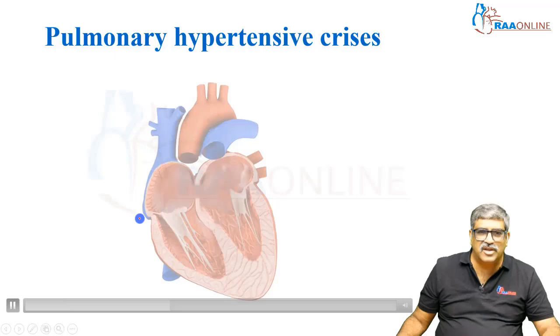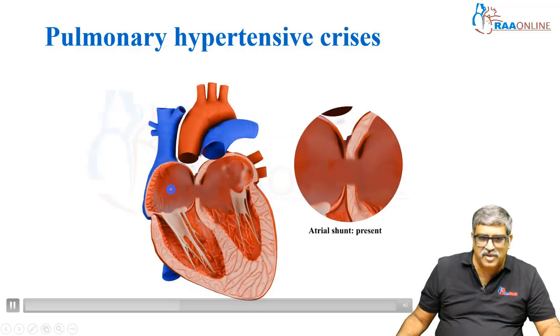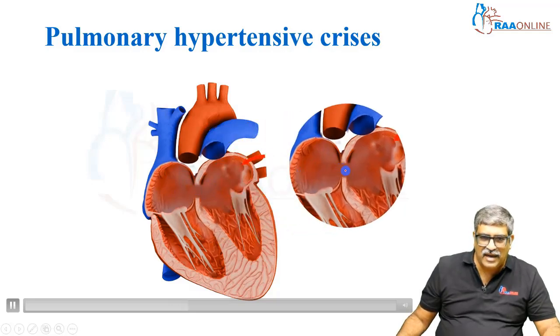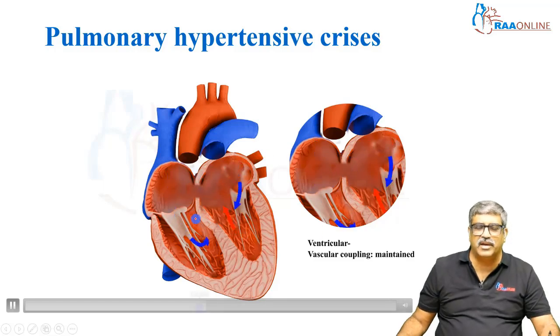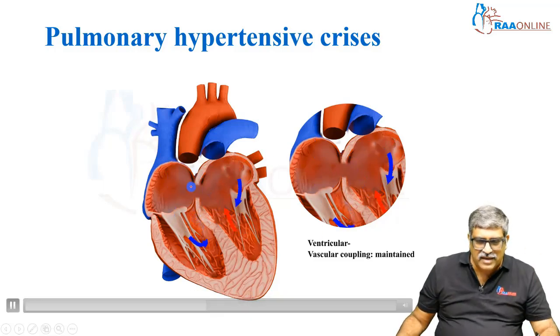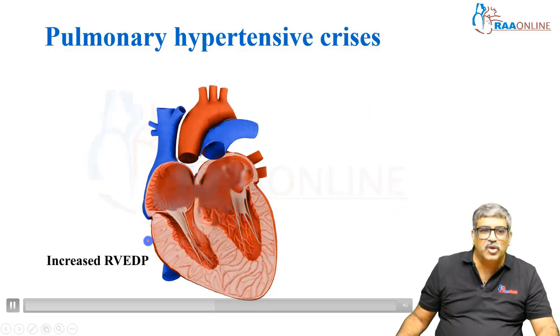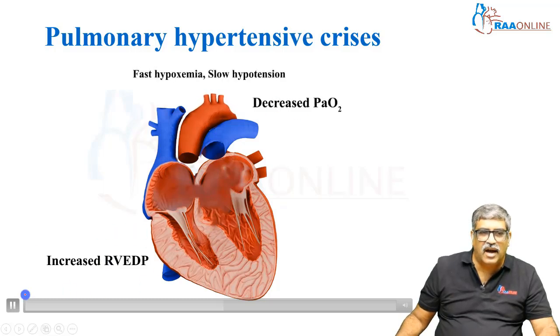Now coming to the third scenario, where there is an atrial septal defect and the right side pressure is going to be more, so the blood from the right side goes into the left side. Because there is pulmonary artery hypertension, the right side is more, and ventricular vascular coupling is maintained between the right ventricle and the pulmonary artery. Now there is an atrial defect, but the ventricular vascular coupling is maintained. Here you have an increased right ventricular end diastolic pressure and decreased PaO2.